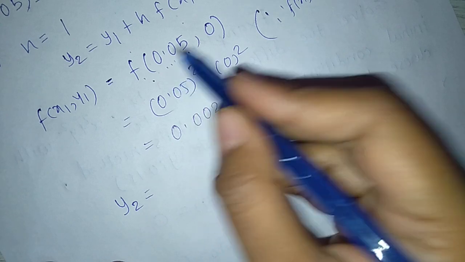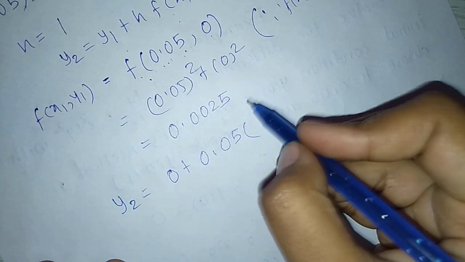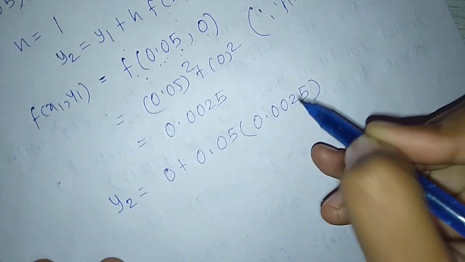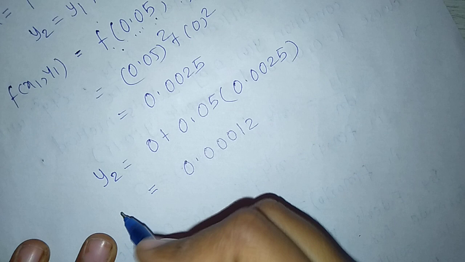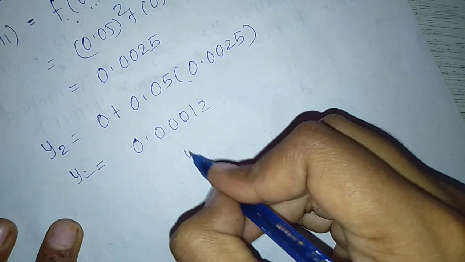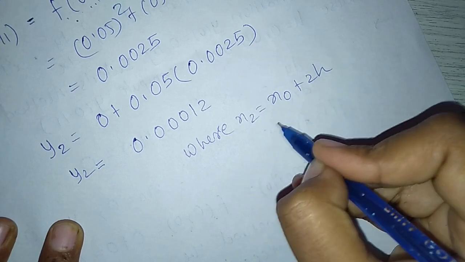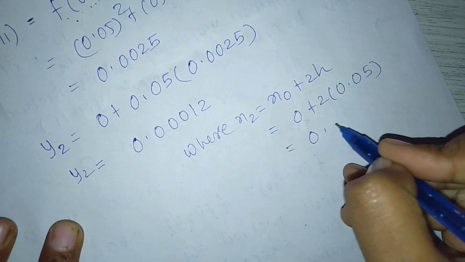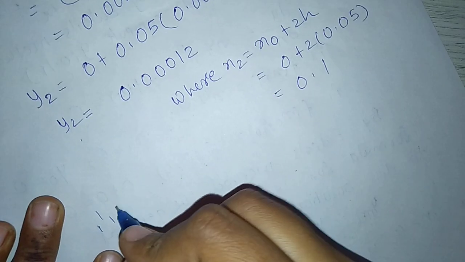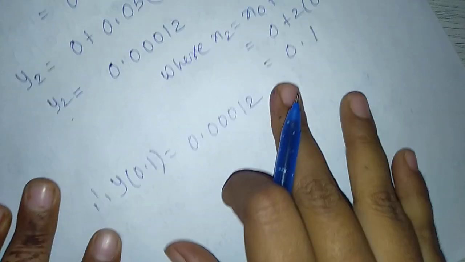So y2 equal to y1, which is 0, plus h, which is 0.05, times f of x1 y1, which is 0.0025, equal to 0.0012, where x2 equal to x naught plus 2h, x naught is 0 plus 2 into 0.05 equal to 0.1. So y2 equal to y of 0.1 equal to 0.0012.